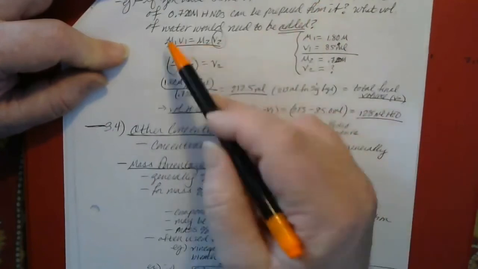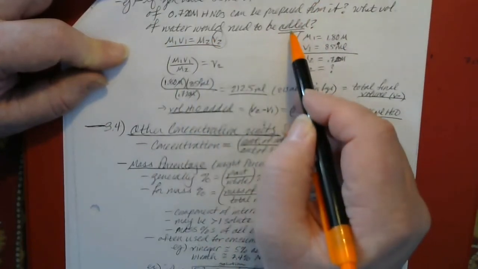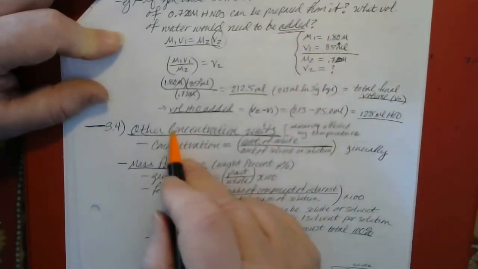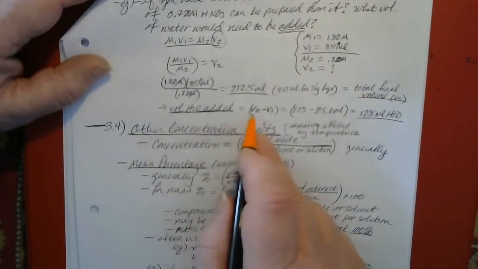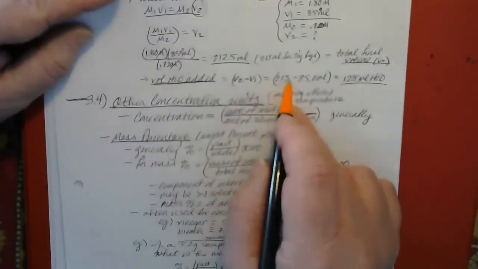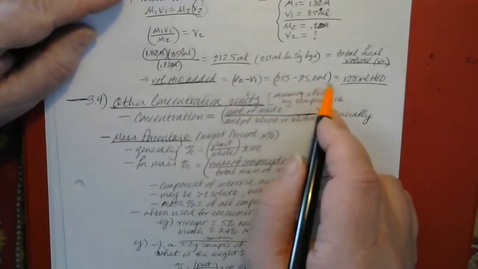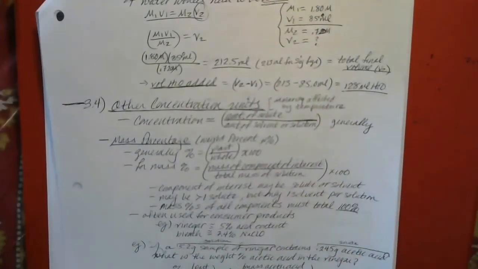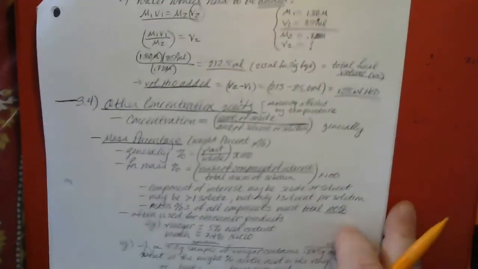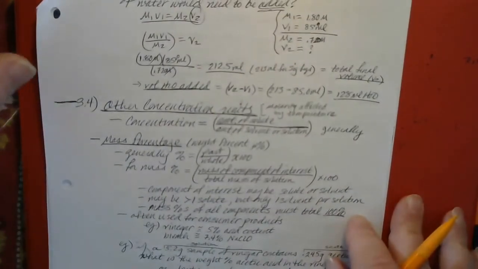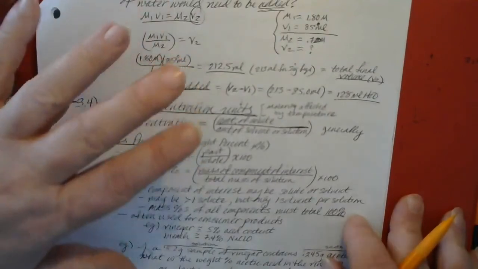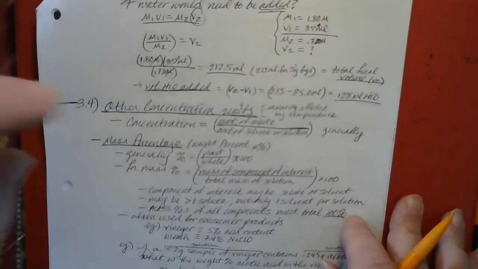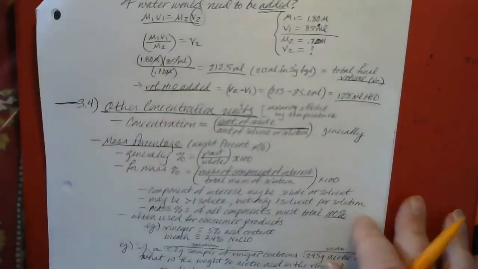Notice I also asked what volume of water I would need to add to the original solution to accomplish this dilution. So again, volume added is just V2 minus V1, which is 213 minus 85.0. That's 128 milliliters of water that I would need to add. So just keep in mind the difference between the total final volume, which is V2, versus the volume of water that you have to add, which is the difference between V2 and V1.